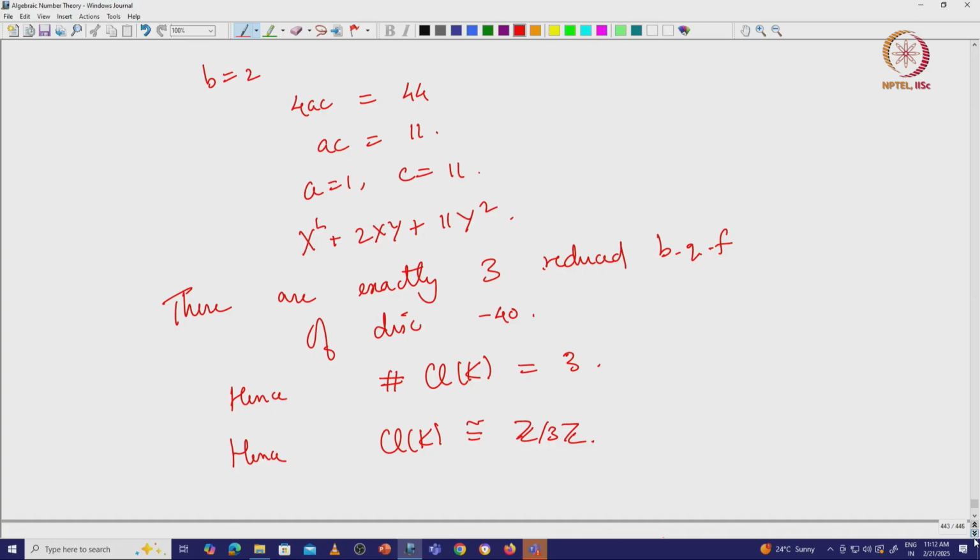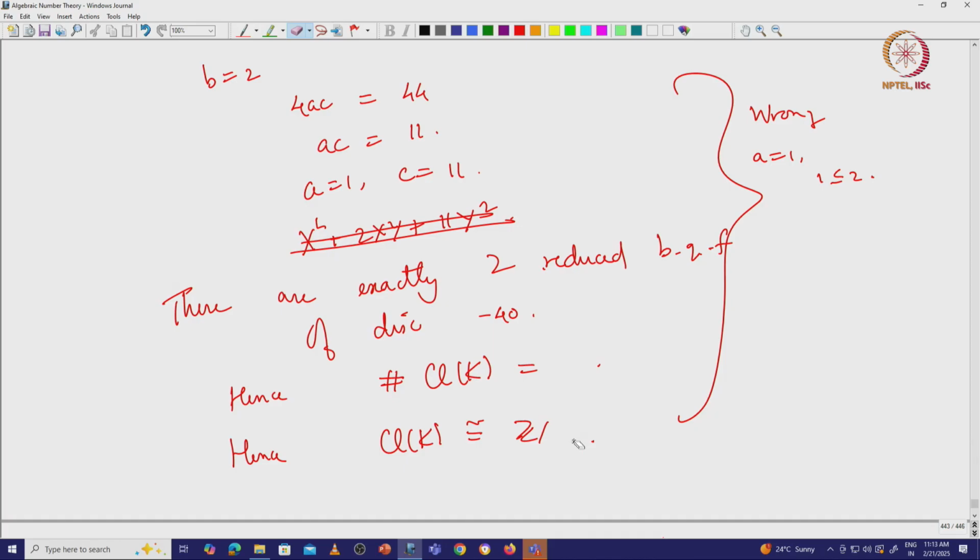Ah, sorry, this part is wrong, and the reason is that if a is 1, then 1 is less than 2, right. So this is not a reduced binary quadratic form. Sorry. So yeah, there are exactly 2, and so this is in fact 2. Sorry about that. Right. So this part is wrong.